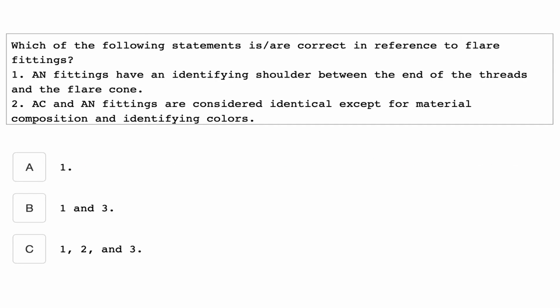Which of the following statements are correct in reference to flare fittings? 1. AN fittings have an identifying shoulder between the end of the threads and the flare cone. 2. AC and AN fittings are considered identical except for material composition and identifying colors. The answer is 1. AN fittings have identifying shoulders between the end of the threads and the flare cone.